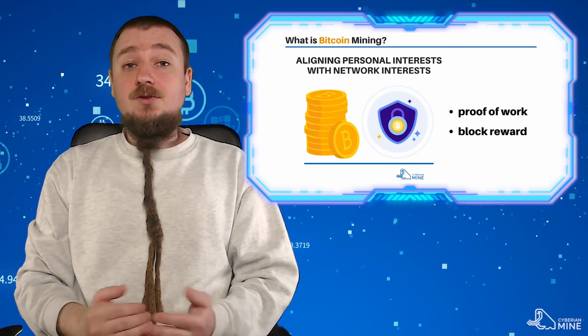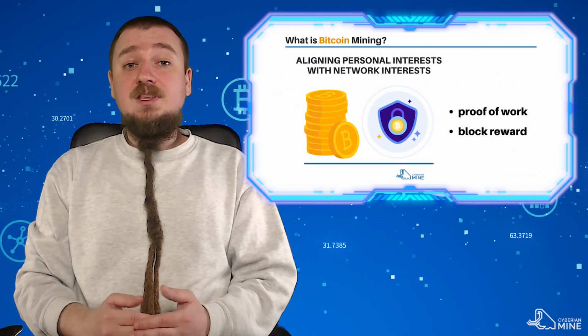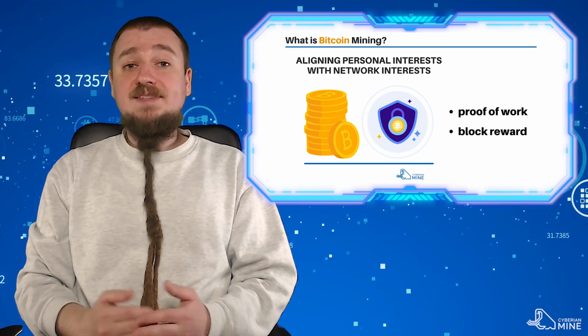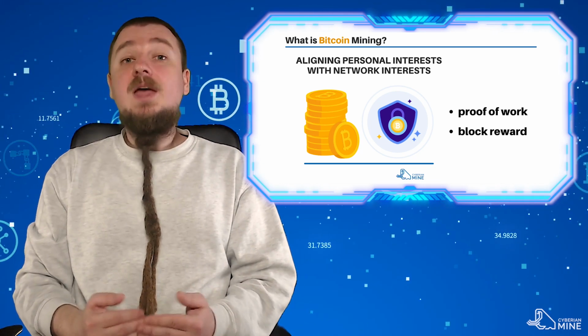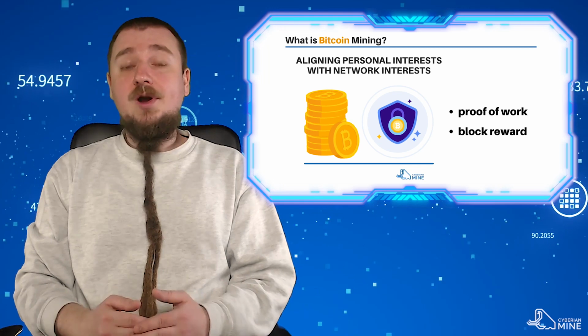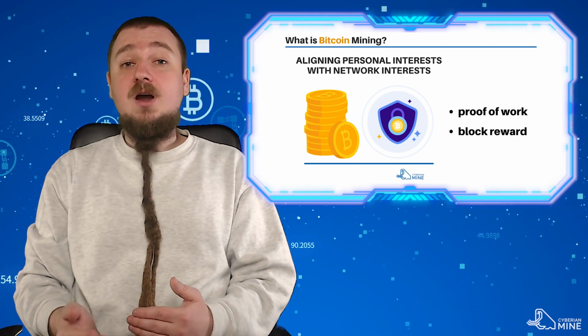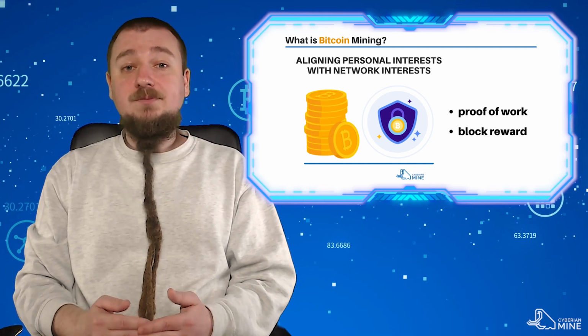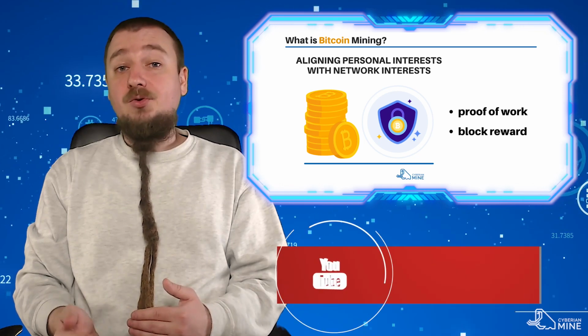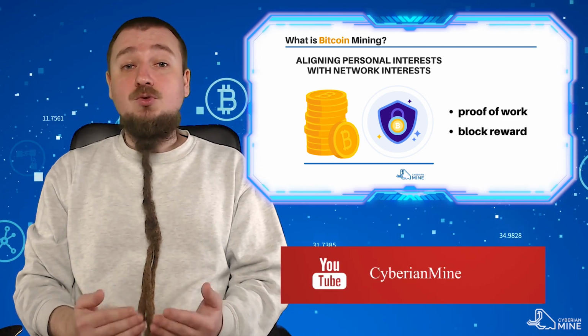So miners use their equipment and burn a lot of electricity in order to process new Bitcoin transactions and secure the network. This process is called proof of work, and the miners do it because there are considerable profits to be made. All the new Bitcoins that are created are distributed to the miners that do the work.